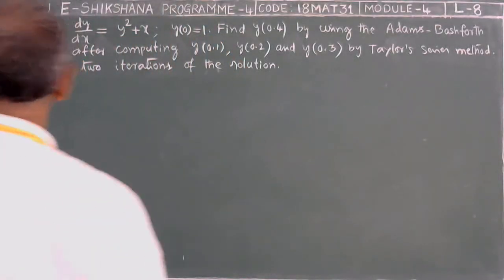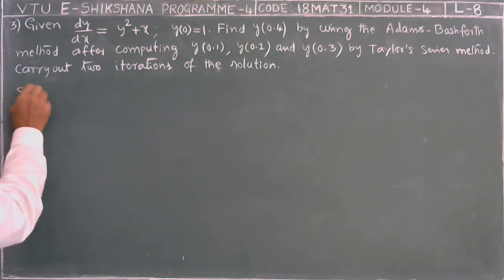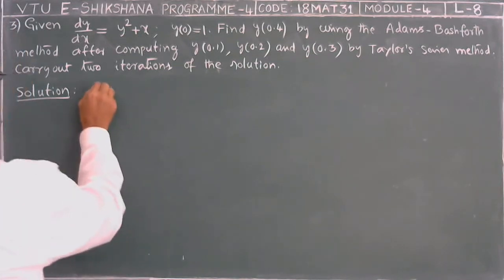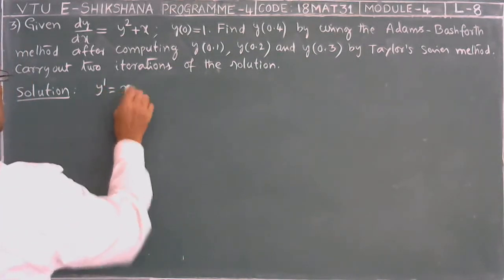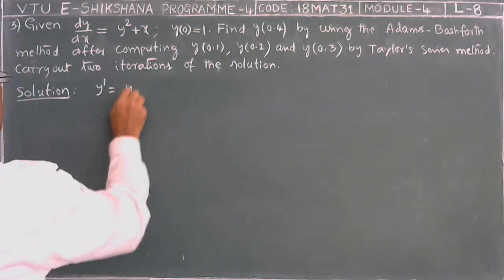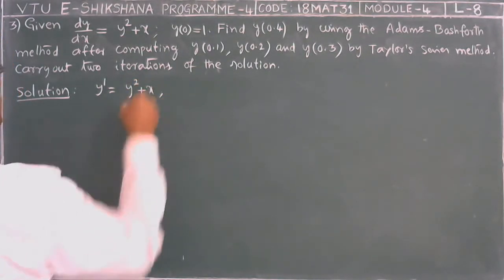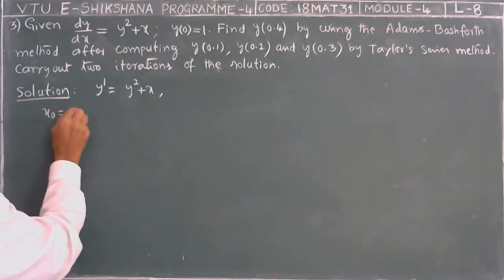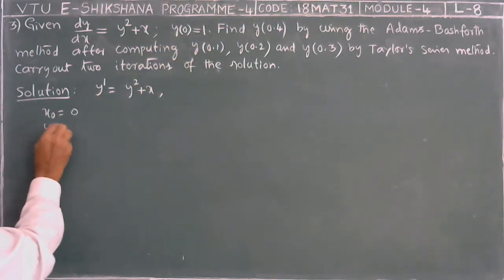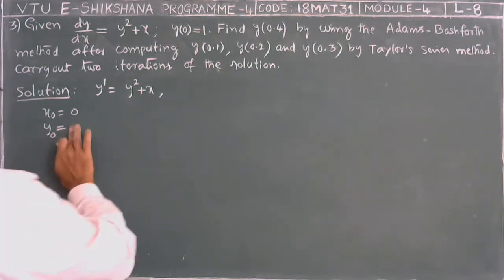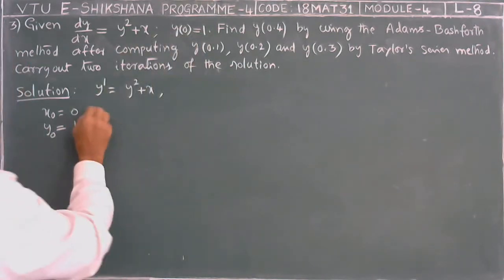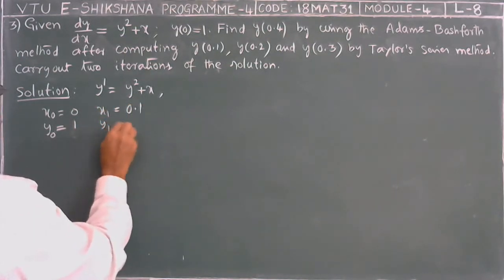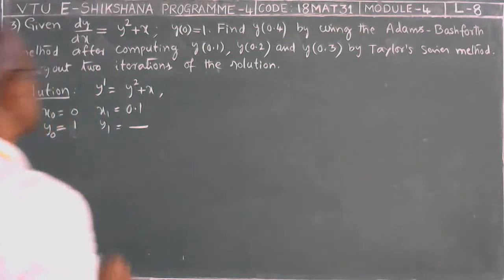So let me write down the given data. The first step is writing the given data. Given y dash, that is dy by dx, is equal to y squared plus x. Then x naught is given to be 0 and y naught is 1. The next value of x is x1, which is 0.1. Corresponding value we have to find using Taylor series method.